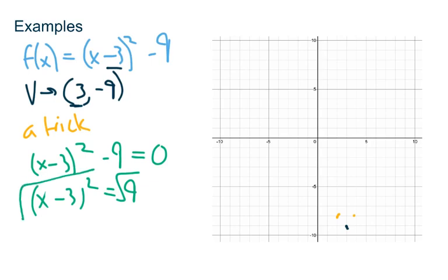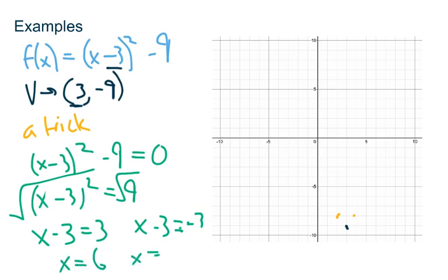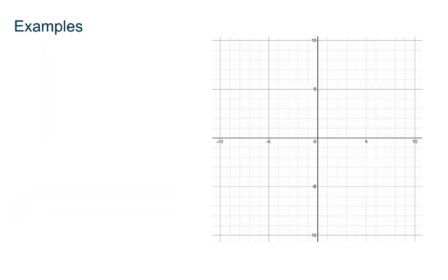Take the square root. Remember, we have two answers here. So I can have x minus 3 is equal to 3, x minus 3 is equal to negative 3. And with that being the case, x equals 6, x equals 0. 0, 6. Now I know precisely where this line's going to go. Connect them. Boom. And there we go. So that's one example. Let's do another one.